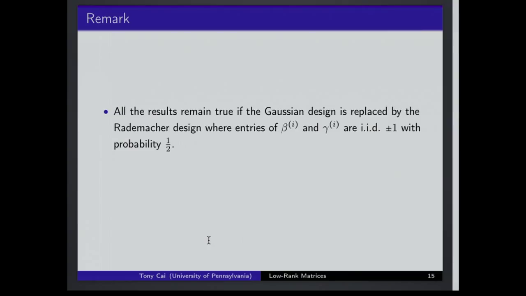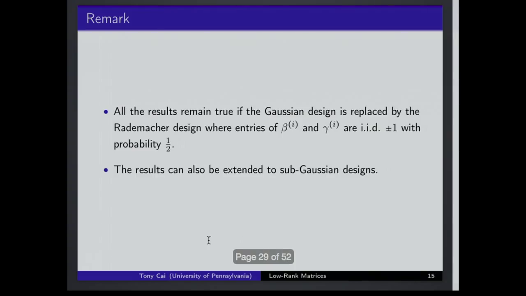And by the way, the requirements on the distribution of beta I and gamma I can be relaxed. It doesn't have to be Gaussian. For example, you can replace those Gaussian measurements by IID plus 1 minus 1. That's fine. And also you can extend that to sub-Gaussian distributions. We do need some tail conditions on the distribution of the measurement.